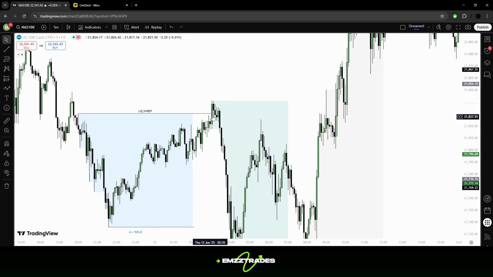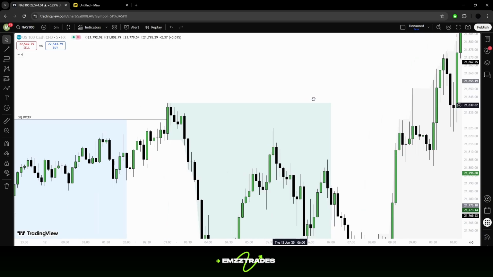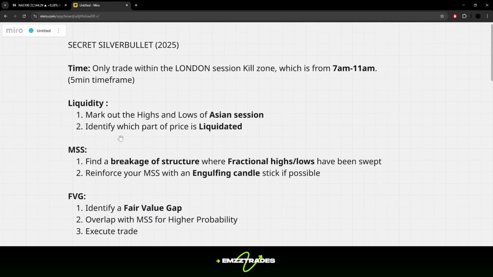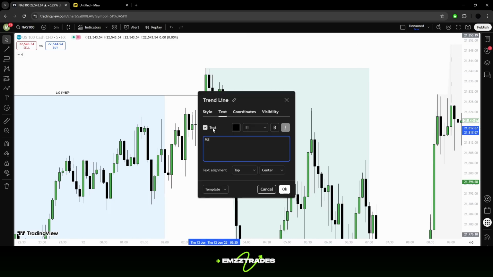So what we're going to do from here on out, once the liquidity does get swept, we need to make sure we find our market structure shift, just like it says here. As soon as price has liquidated, we need to find a break of structure where fractal highs and lows have been swept, and we can also reinforce our market structure shift with an engulfing candlestick if it's possible, right? So as you can see, we let price do its thing, and then price completely swept this area right here, okay? So as you can see, it gave us a very, very sweet market structure shift right there.